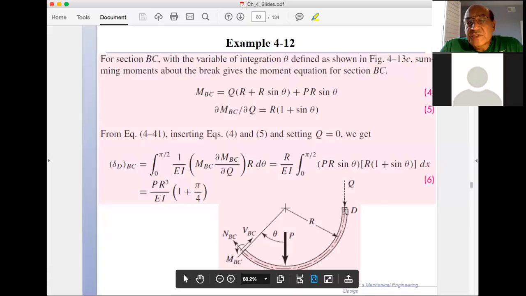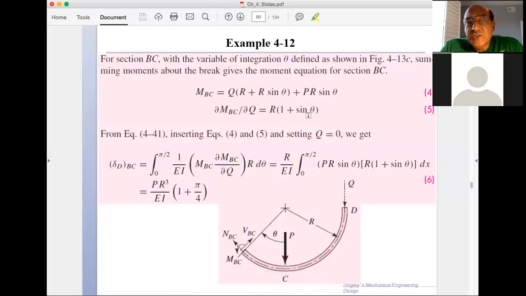And the moment here has 2 parts, P times that distance. This distance is R sine theta, and then plus Q times this long distance, which is R plus R sine theta. So you get these 2 parts, and you take the derivative with respect to Q, and again, we put it back into the M dM by dQ formula, divide by EI, and integrate now over theta, not over X. So the book has an error. This should be d theta here.